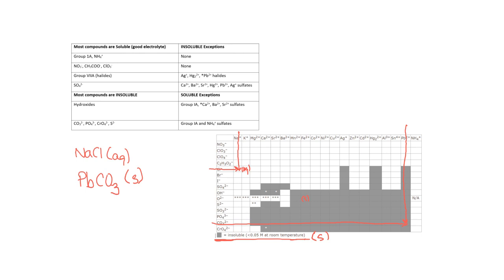Look, the gray boxes start to show up at the intersection of higher charges, right? These things over here are mostly higher charges. Again, soluble things get an AQ phase label, insoluble things get an S phase label. That's going to be important for future skills. So let's take a little time to practice.